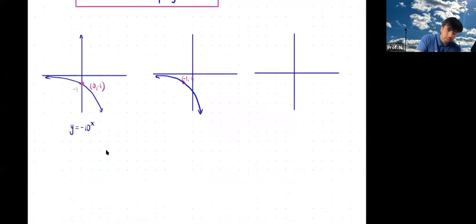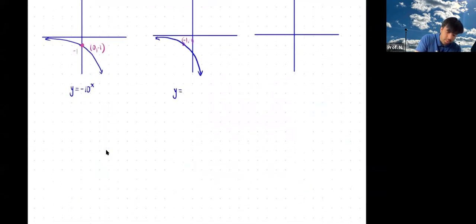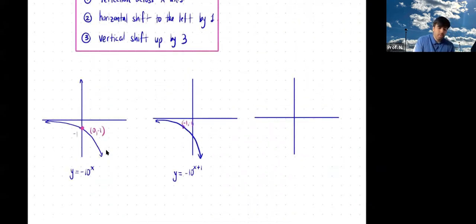You see that? So this is going to be what? y equals -10 to the x plus 1. But so far, has the domain changed? So far, the domain has stayed intact. And has the range changed? No, the range has stayed also intact.